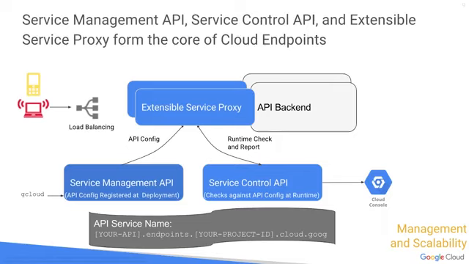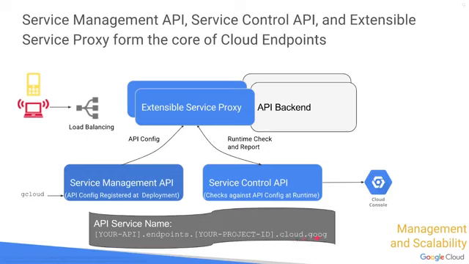When you deploy the API configuration, the configuration is registered with the Service Management API and shared with the extensible service proxy. Service Management uses the host value in your deployment configuration file to create a new Cloud Endpoints service with the name specified or shown here in this gray box. The name has the format your-API-name.endpoints.your-project-ID.cloud.goog.